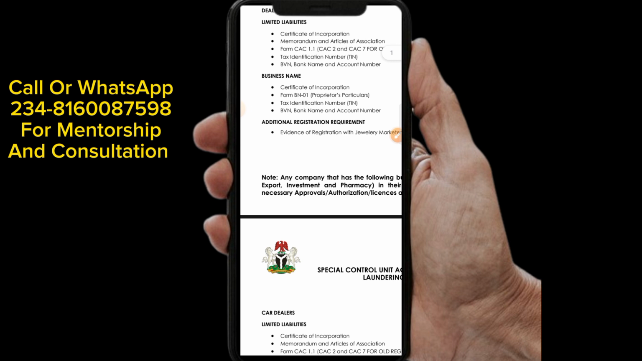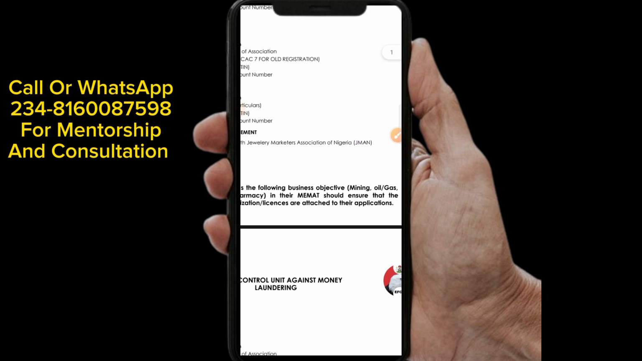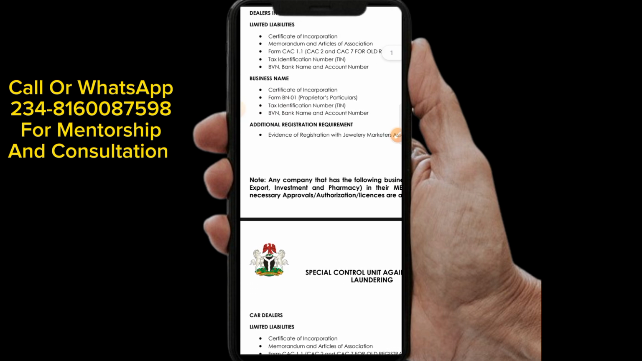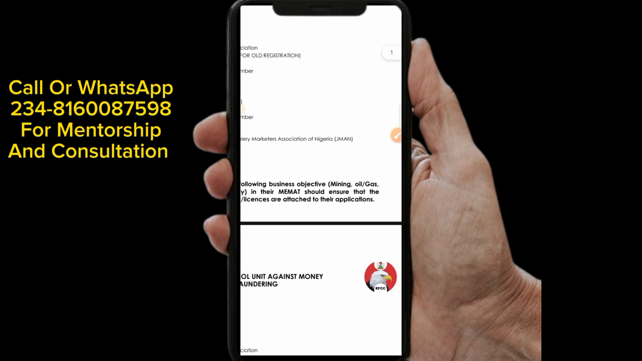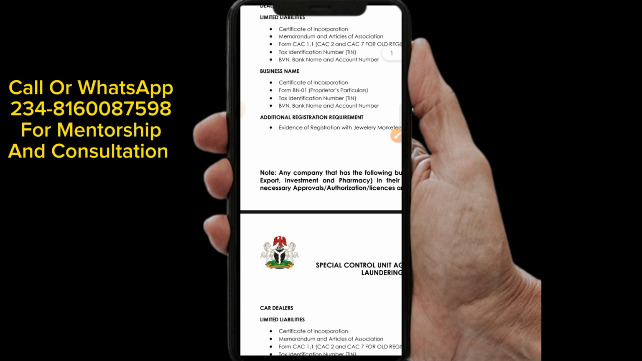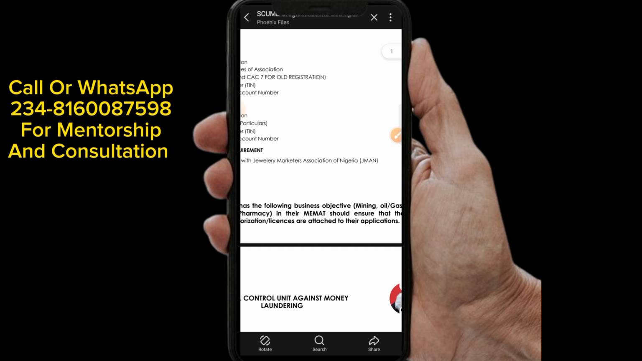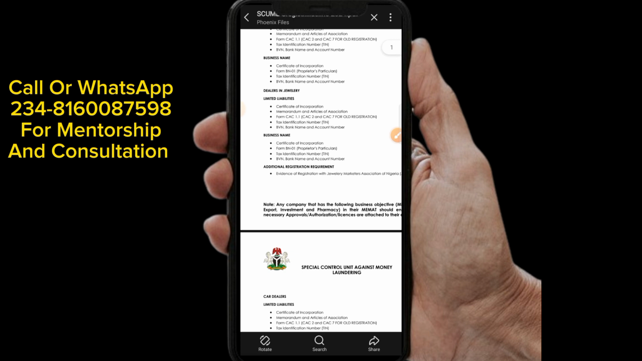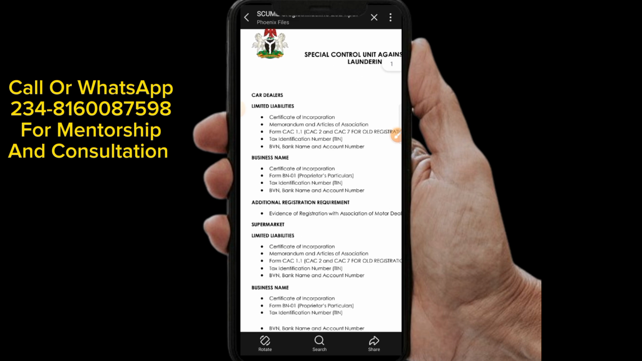Now they said you should take note of this. Any company that has the following business objectives, maybe mining, oil and gas, or exports, or investment, or pharmacy, in their mainland, should ensure that the necessary approvals, authorizations, and licenses are attached to the application. So if you have extra documents or certificates that have to do with these categories, make sure you get them and attach them, right?